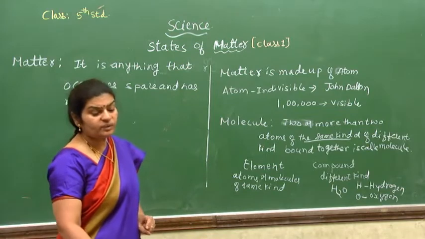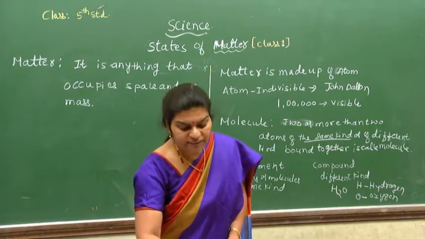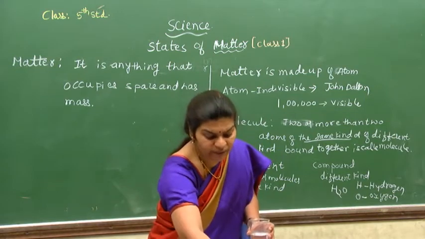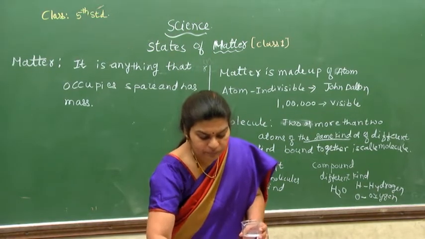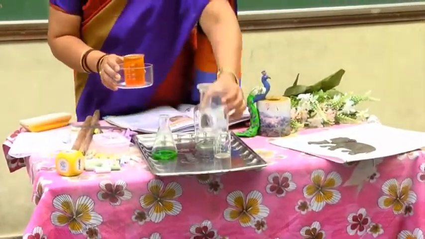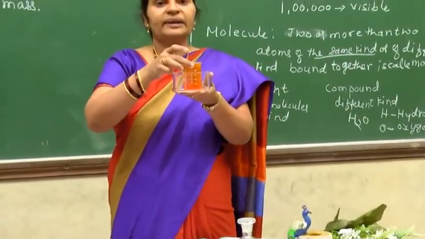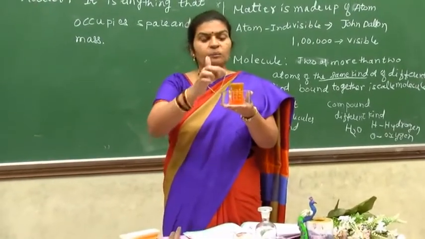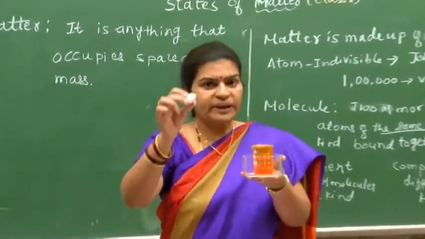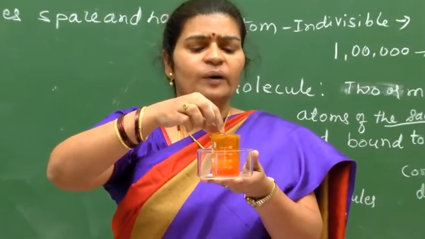So how do we show that it occupies space? There is a simple thing that we can do. Just look at what I am doing. Now what is there in this? This beaker is completely filled with an orange colored chemical. Now I am going to put this stone inside it. Then what do you observe?